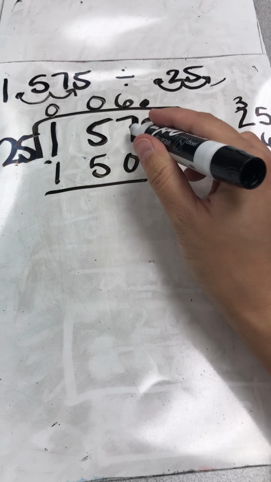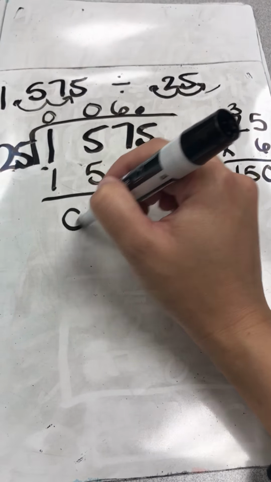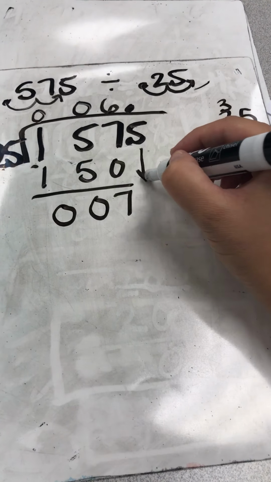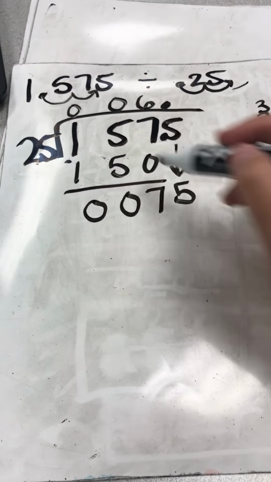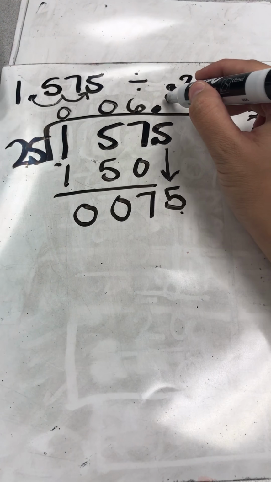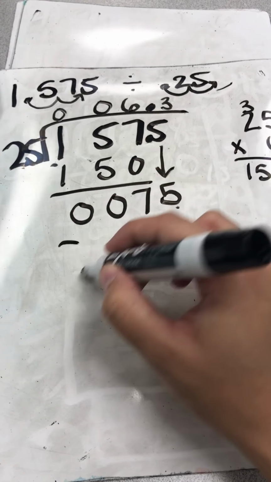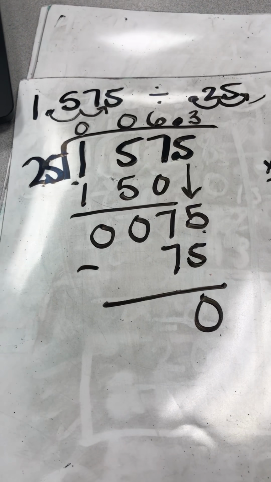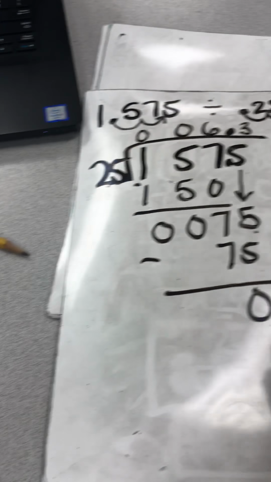I'm going to subtract. 7 minus 0 is 7. That gives me 0. That gives me 0. I'm going to bring down my 5. I'm ignoring that there's a decimal there. I know 25 goes into 75 3 times. 3 times 25 gives me 75. And I have 0 as a remainder. So my answer here is 6 3/10.